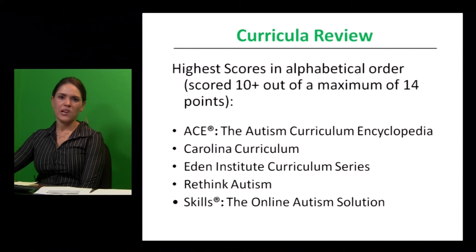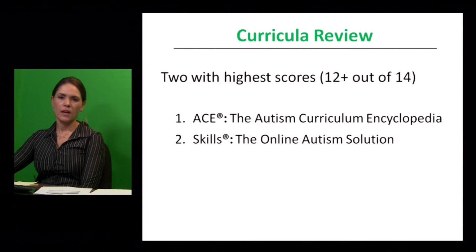And so those were like the top 5 of the 20 that we reviewed. And the 2 with the highest scores, these ones got 12 plus out of 14, were ACE and Skills. And you can have a look at those last 2 charts to figure out for yourself individual information in case there's certain aspects or components that you're looking for.